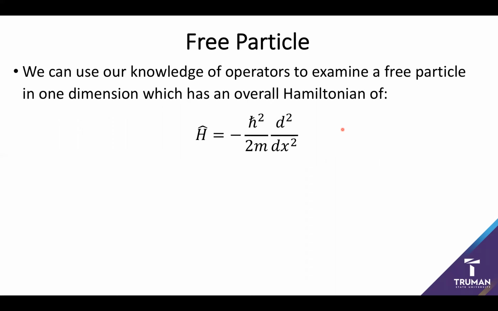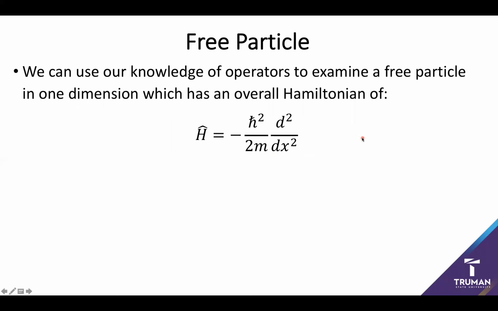And we happen to know the kinetic energy operator. Again, negative h bar squared over 2m, second derivative with respect to position. You'll notice we're just doing a free particle in one dimension, just moving along in the x direction, essentially back and forth, in a straight line in a vacuum. That's about as simple as it can get.